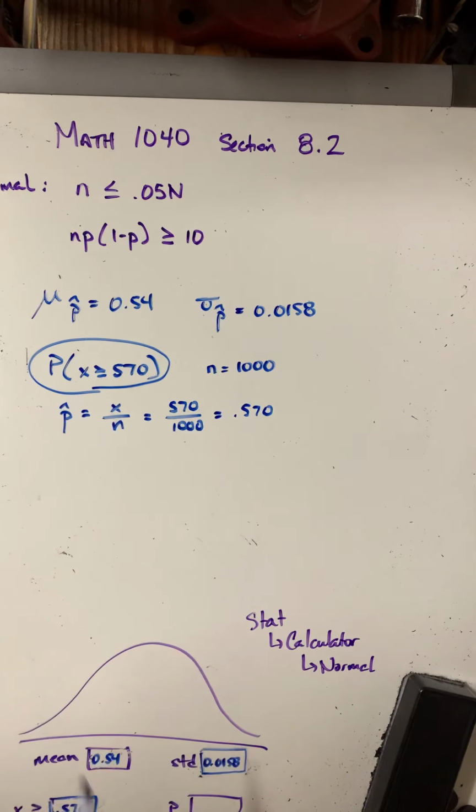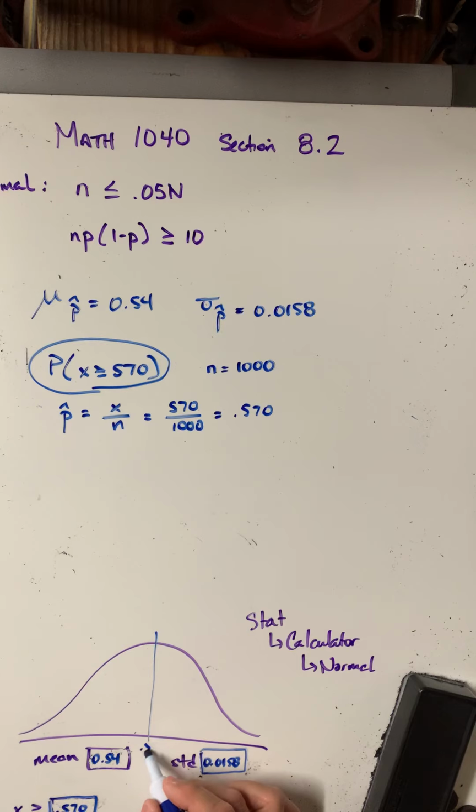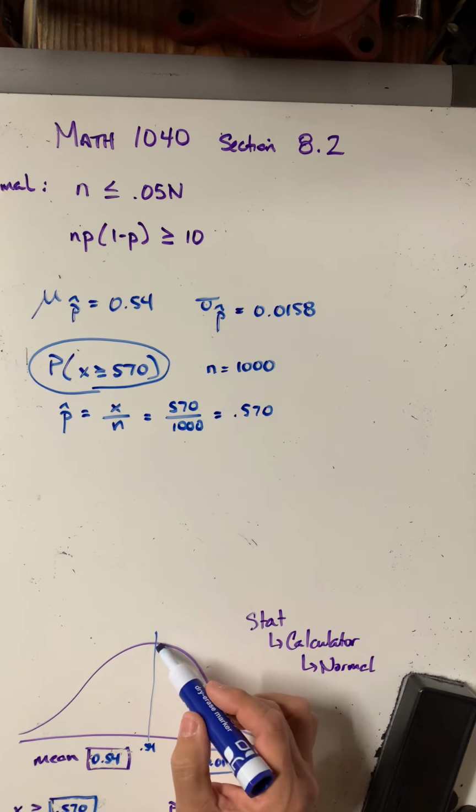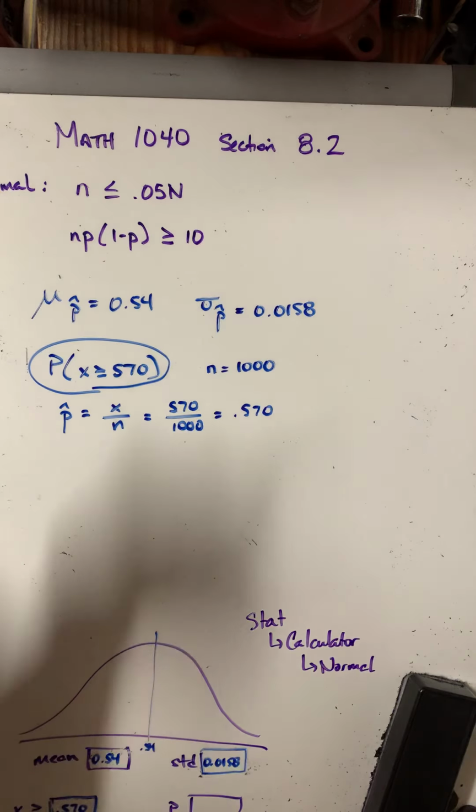If you didn't, think about it. If my mean is 0.54, that's a little tiny number. My standard deviation is just barely moving by 0.01-ish, right? And I'm asking a question about if I had plugged in 570, which would be off the charts, then you would expect to have nothing bigger than 570, right? This would be all white if you made the mistake of not putting your proportion in.